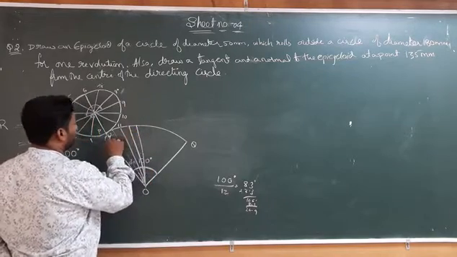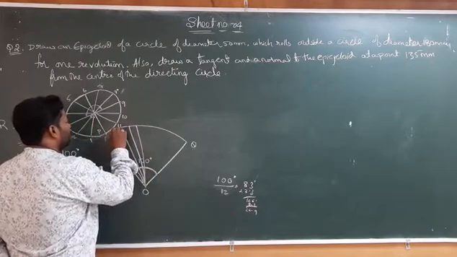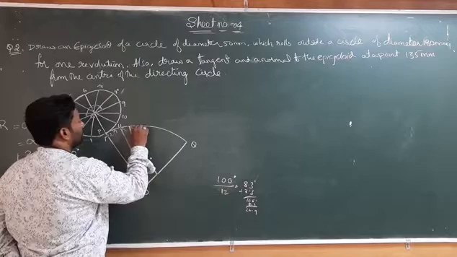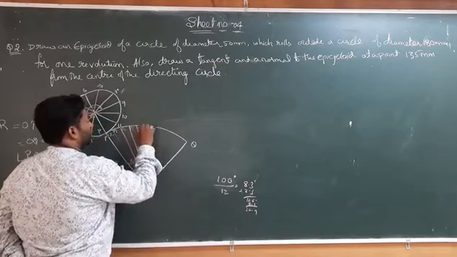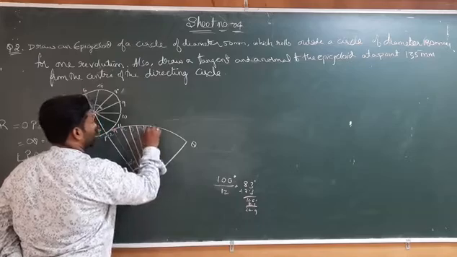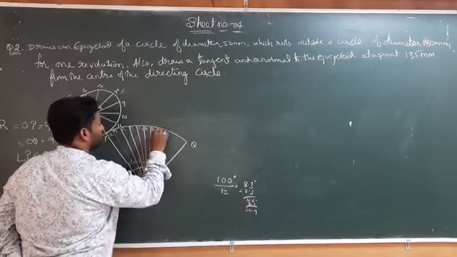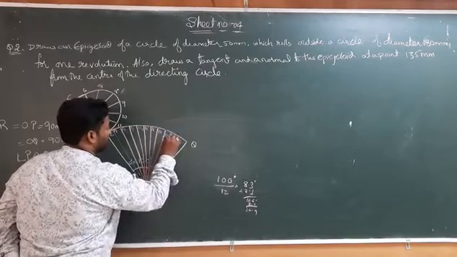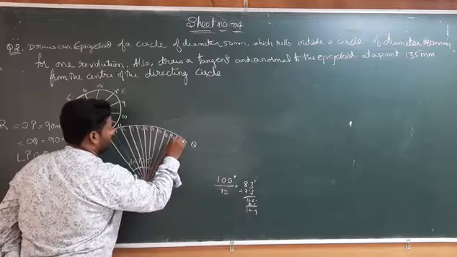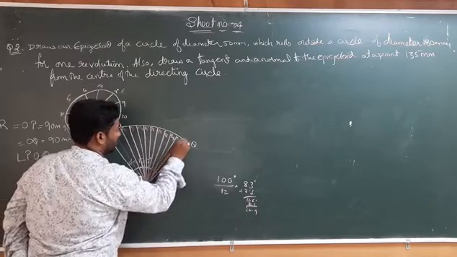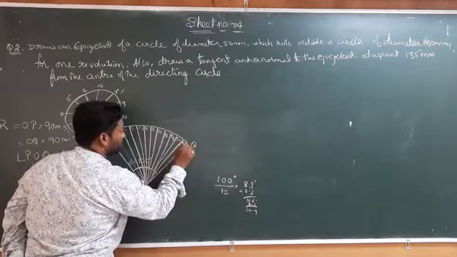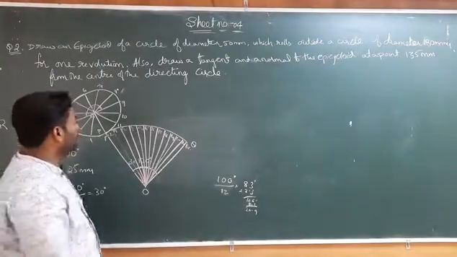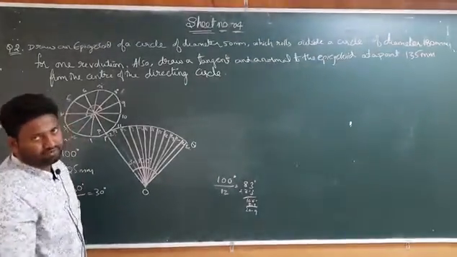So here after that we have to give the points. This is P, P1, P2, P3, P4, P5, P6, P7, P8, P9, P10, P11, and our Q is nothing but P12. So like this, we have to divide the angular distance into 12 equal halves.